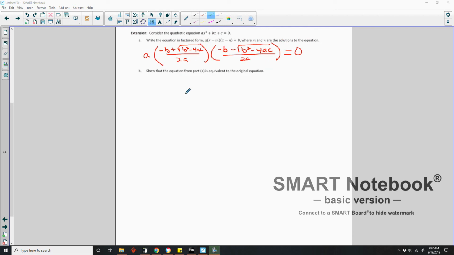Okay, this is a really long lesson, and I apologize for that. Now B says show that the equation from part A is equivalent to the original equation. Wow. All right, so we have to take this original equation.